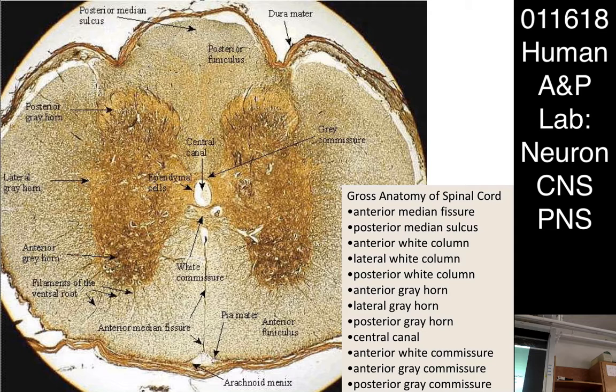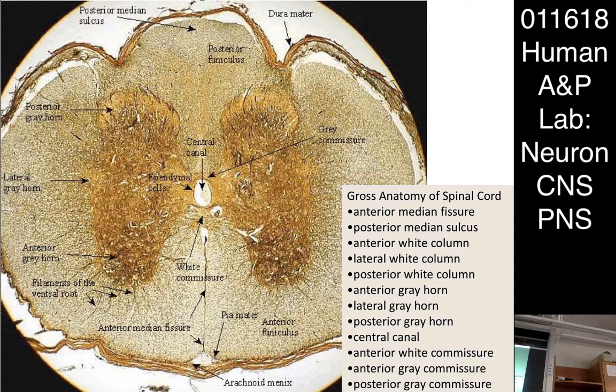This is where there are axons, right? Axons traveling up or down the spinal column are right here. So the sort of longitudinal fibers going up or down the column. So there's going to be a lateral white column, a posterior white column, and an anterior white column. All right?